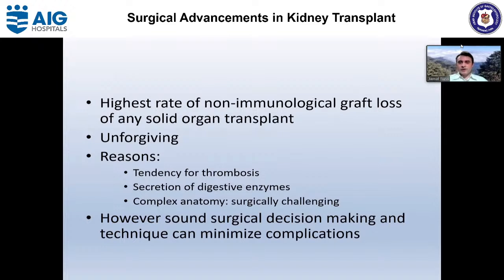It has the highest rate of non-immunological graft loss of any solid organ transplant. It's fairly unforgiving to errors. The reasons for this are fairly well known. There's a tendency to thrombosis because of swelling post-operatively and a sluggish blood flow, which I'll talk more about later. The pancreas secretes digestive enzymes, which can cause a lot of damage when they're secreted into the abdominal cavity, and the anatomy is fairly complex, more so than kidney or possibly the liver. However, sound surgical decision-making and technique can minimize these complications, and we have an excellent person to talk about this in the next presentation.